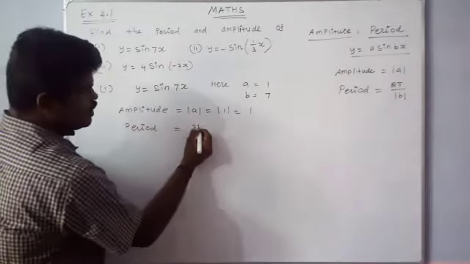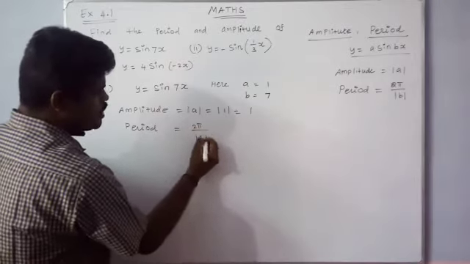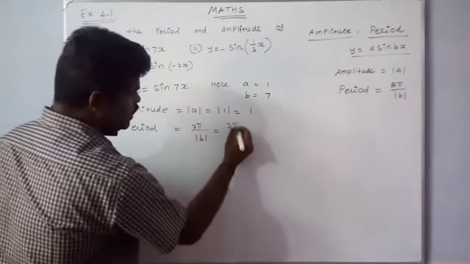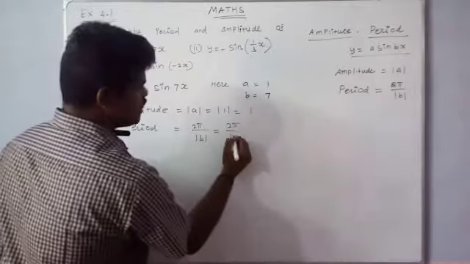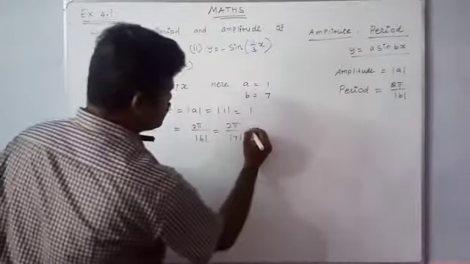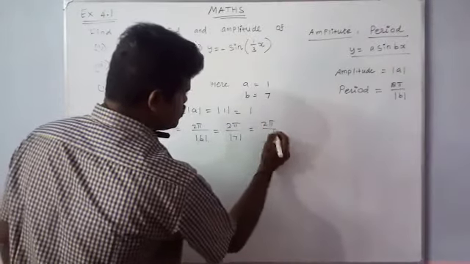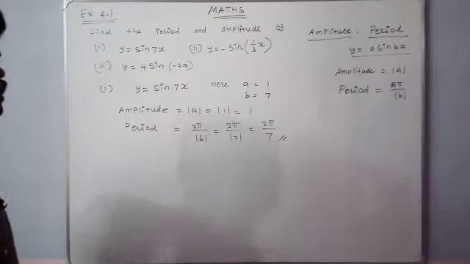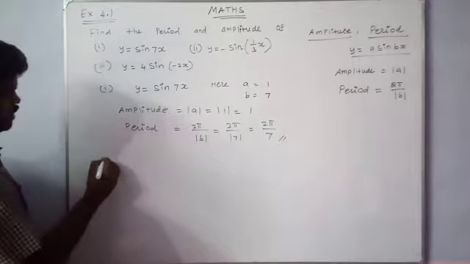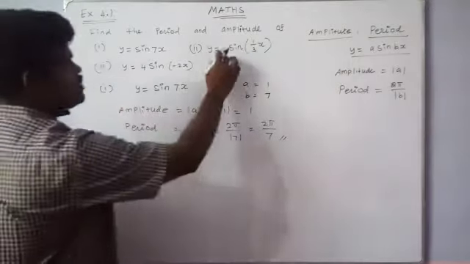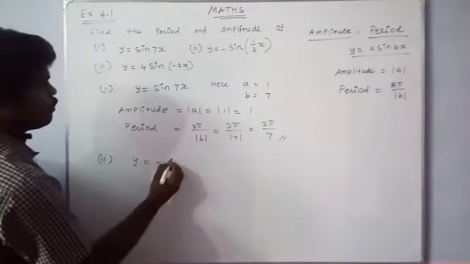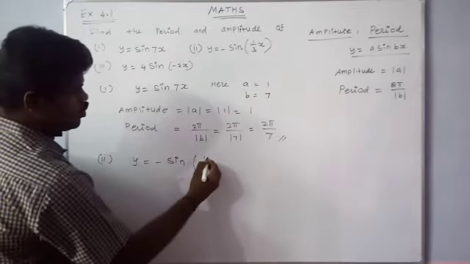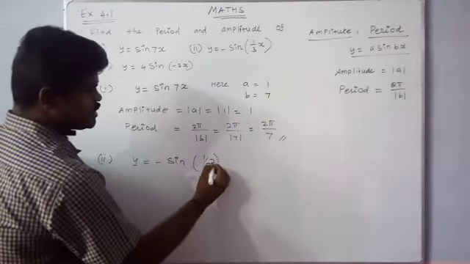Period formula is 2 pi by modulus B. 2 pi by modulus B, here modulus 7. Okay, right. So the answer 2 pi by 7 is the period. Okay, and we want to find the second one. Second one is what? Y equal to minus sine 1 by 3 into x.